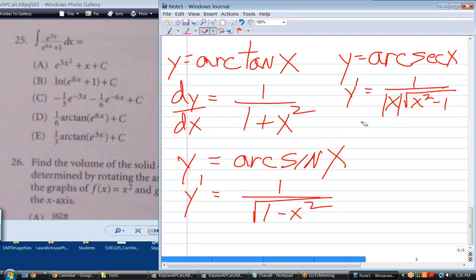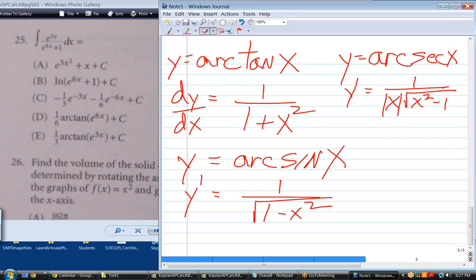Now, when I said these were the only three you have to memorize, the derivative of arc cotangent is this with a negative sign. That's because cotangent is the cofunction of tangent. Not because it's the reciprocal, but because it's the cofunction. Well, what's the cofunction of sine? Cosine. Cofunctions are the trig function with the word co in front of it. That's what makes a cofunction.